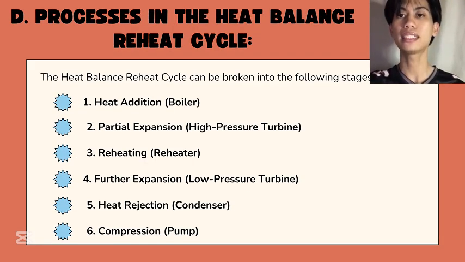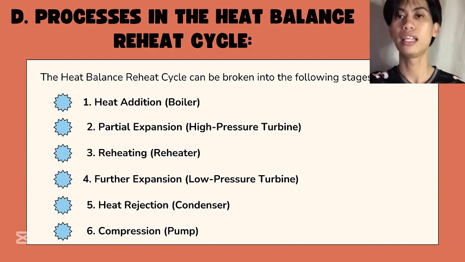For the processes in the heat balance reheat cycle, the cycle can be broken into the following stages. Number 1 stage is heat addition. It is the boiler. Water is heated under high pressure to produce superheated steam. Number 2 is partial expansion. It is the high-pressure turbine. The superheated steam expands in the high-pressure turbine, performing work and reducing pressure and temperature.